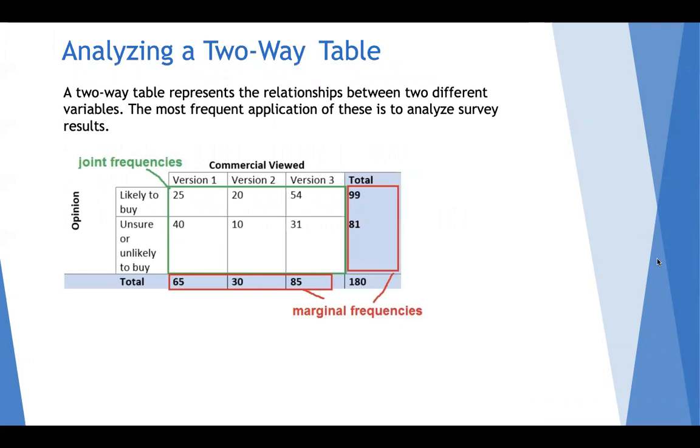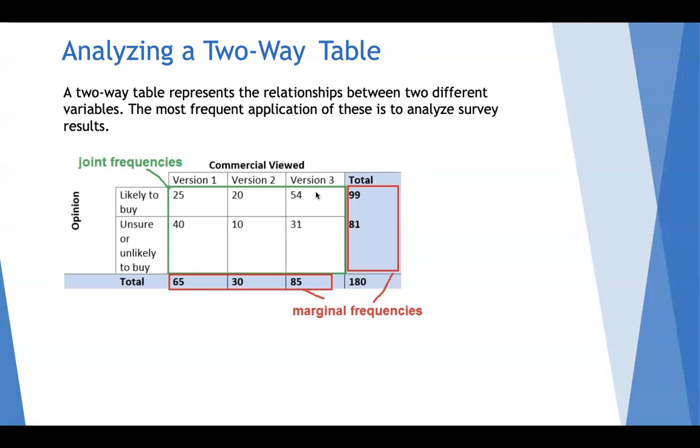All right, so first, what exactly is a two-way table? A two-way table is a visual representation of the frequencies of two different categorical variables. So in this example, the two variables are the version of the commercial viewed and the opinion of the people who viewed it. One of these is represented in the rows and the other is represented in the columns. The rows represent the opinions of the people who saw the commercial, whether they were likely to buy the product or unsure or unlikely to buy. And the columns represent each of the three versions of the commercial that were viewed. So there's version 1, version 2, and version 3.